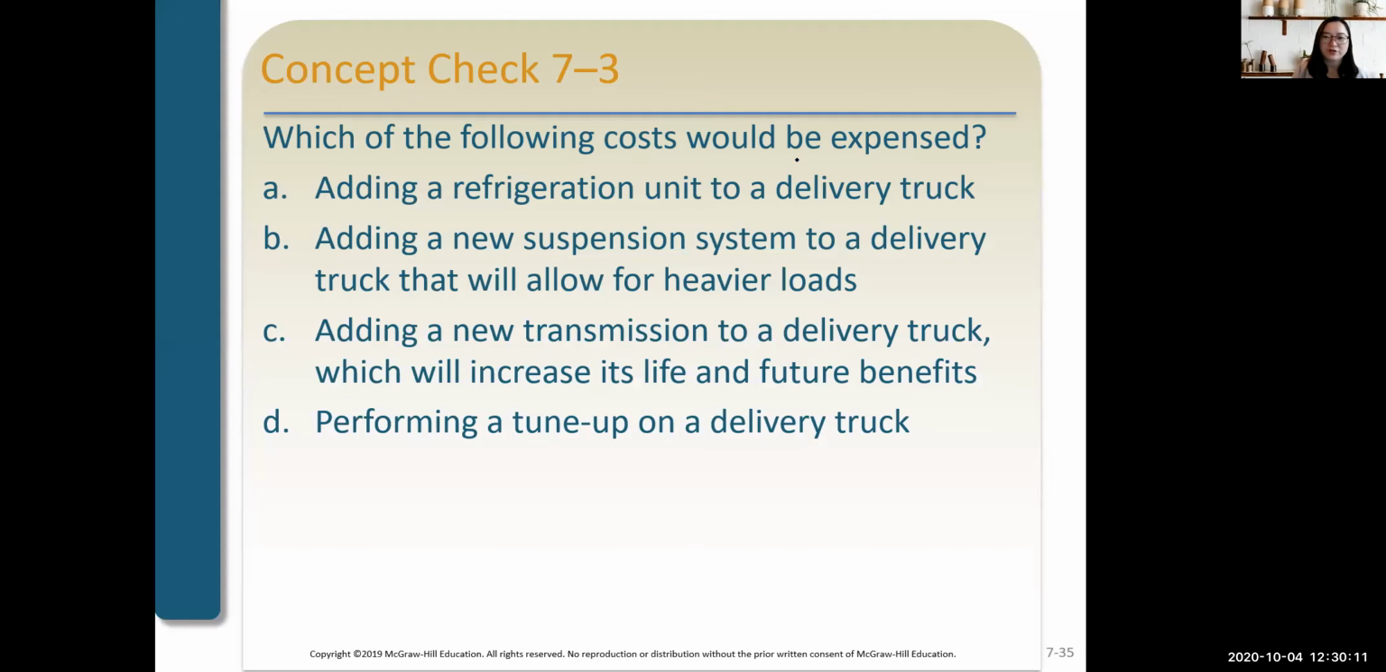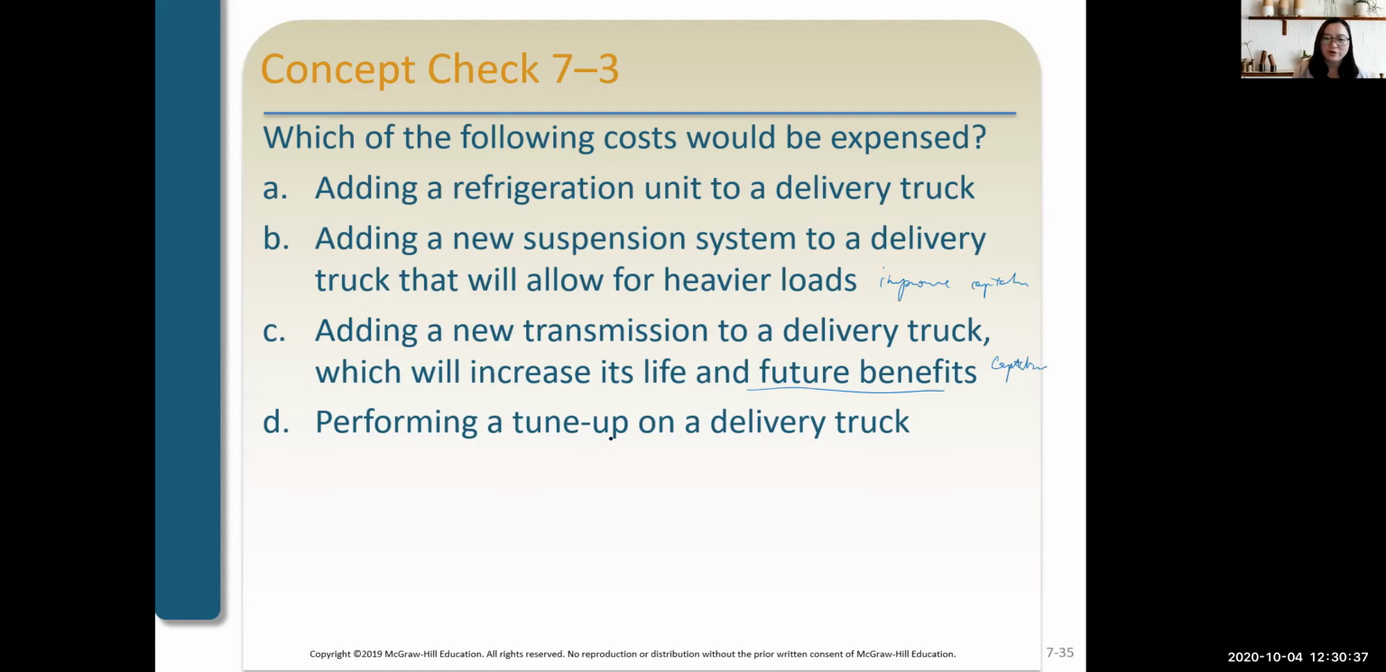Which of the following costs should be expensed? A, adding a refrigeration unit to a delivery truck. B, adding a new suspension system to a delivery truck that will allow heavier loads. That's what we call an improvement, right? So we will capitalize it. C, adding a new transmission to a delivery truck that will increase the life and future benefits. Okay, this is definitely capitalized, right?